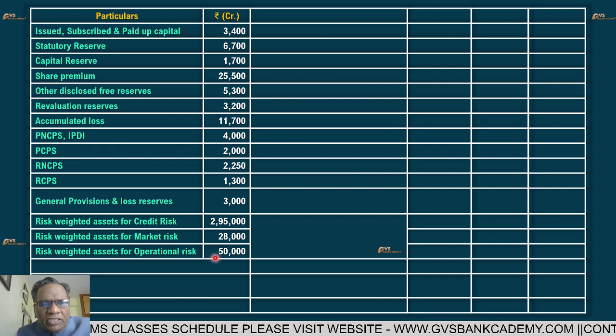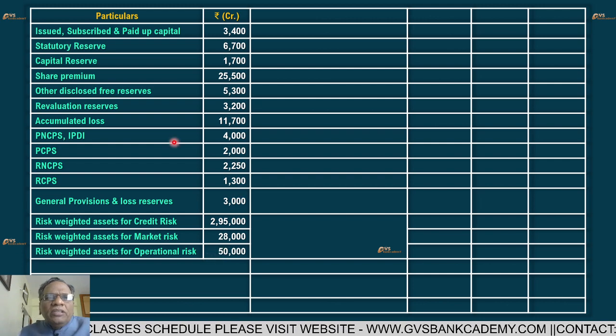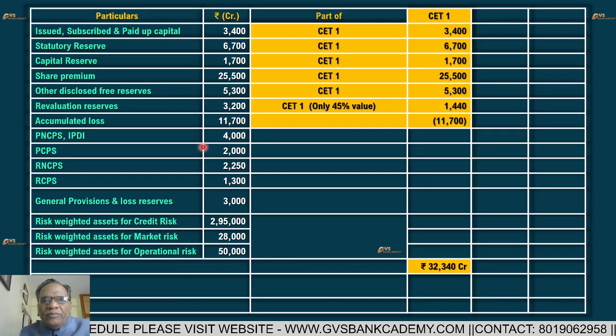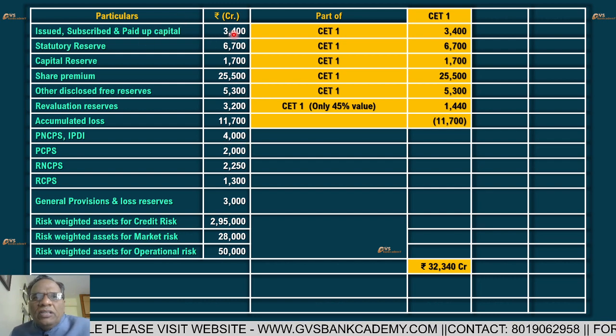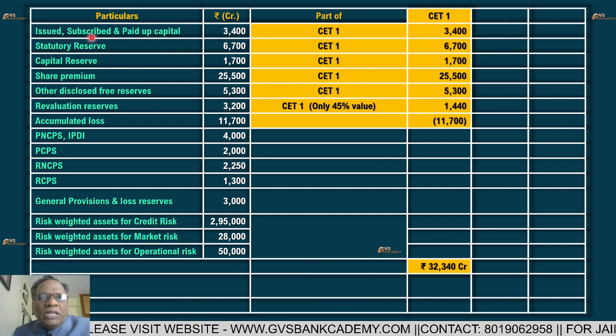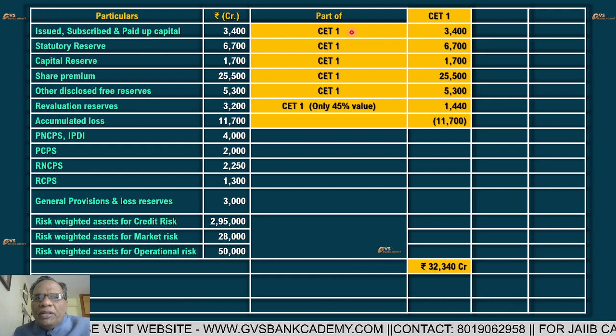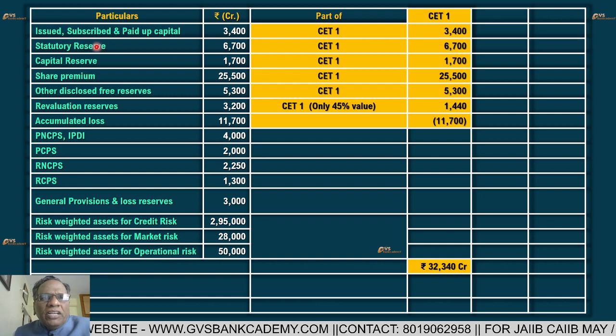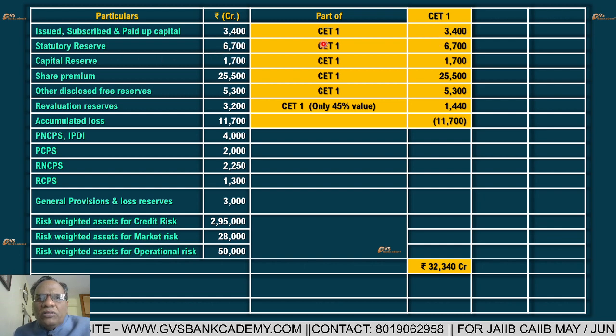So, operational risk-weighted assets 50,000 crores. This is the particulars available from the bank balance sheet as on 31st March 2020. Now, we can discuss the issued, subscribed and paid up capital, which is part of common equity Tier 1 capital, own capital 3,400 crores. Statutory reserve 6,700 crores, that is also part of common equity Tier 1 capital. Capital reserve 1,700, that is also part of common equity Tier 1 capital.